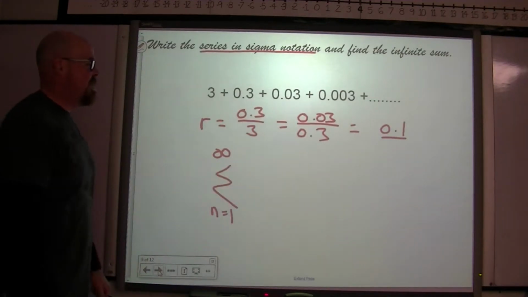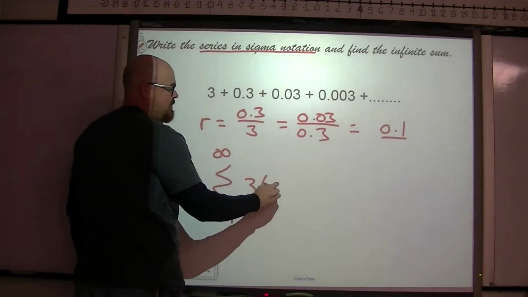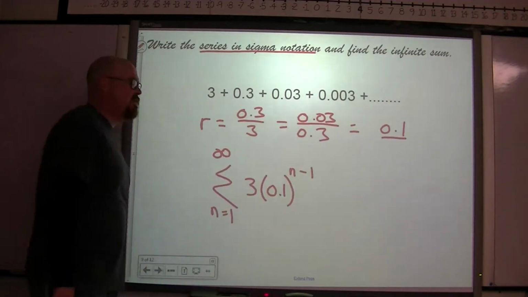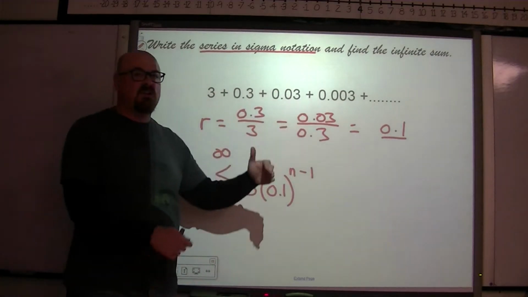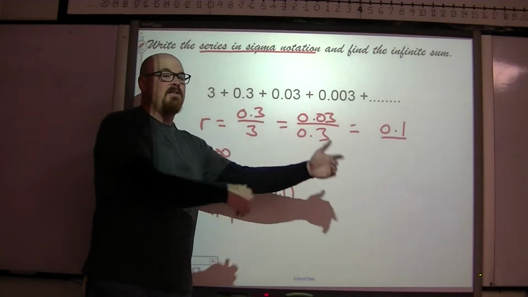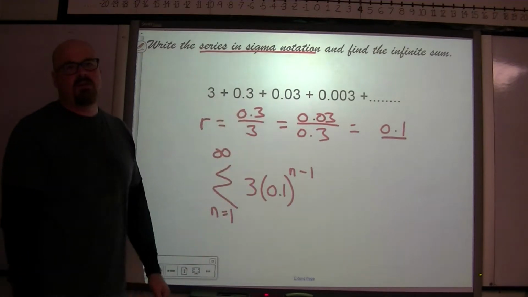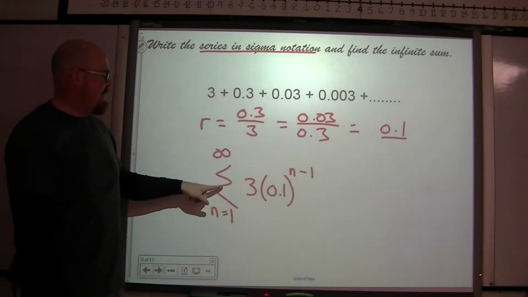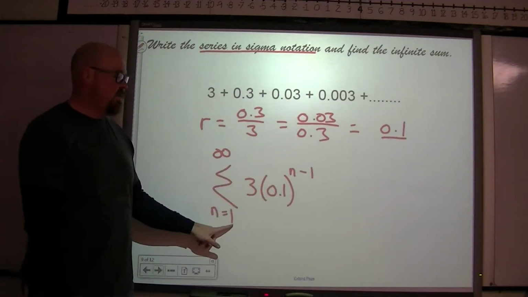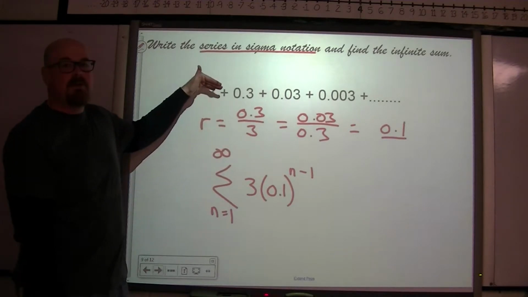So based on what I've done here, I know the first term is 3. The common ratio is 0.1. And I'm raising that to the n minus 1 power. So this is an expression of the series as I'm writing this plus this plus this plus this plus this. This is the sigma notation for what that series looks like. Okay, so this is saying add together all of the terms in this series, starting with the first term and never stopping. That's what's happening here.